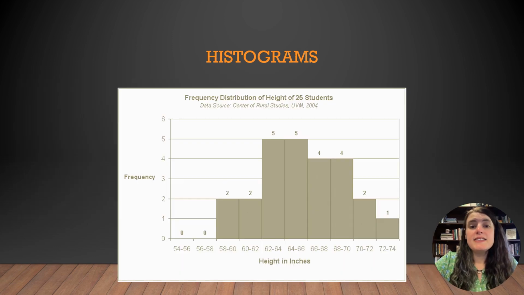And finally, here is a histogram. Notice it's the same as a bar graph, except the bars are right next to each other. This is appropriate for an ordinal level variable whose values increase chronologically, like in this example where height goes from 58 to 60 to 62 to 64 and so on.